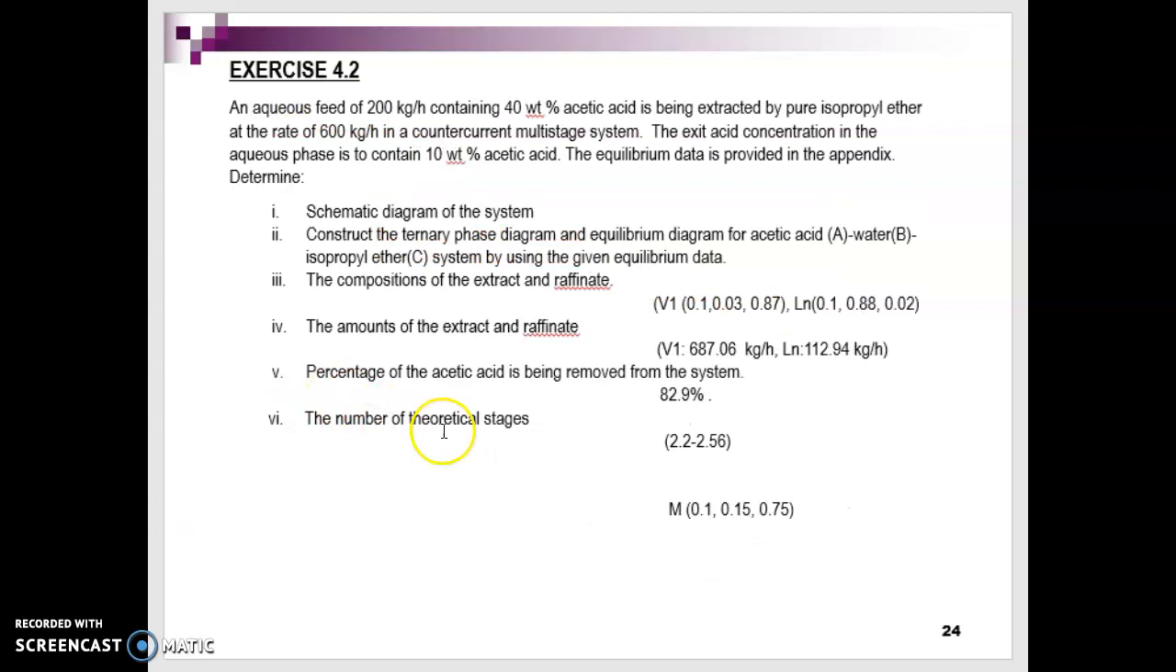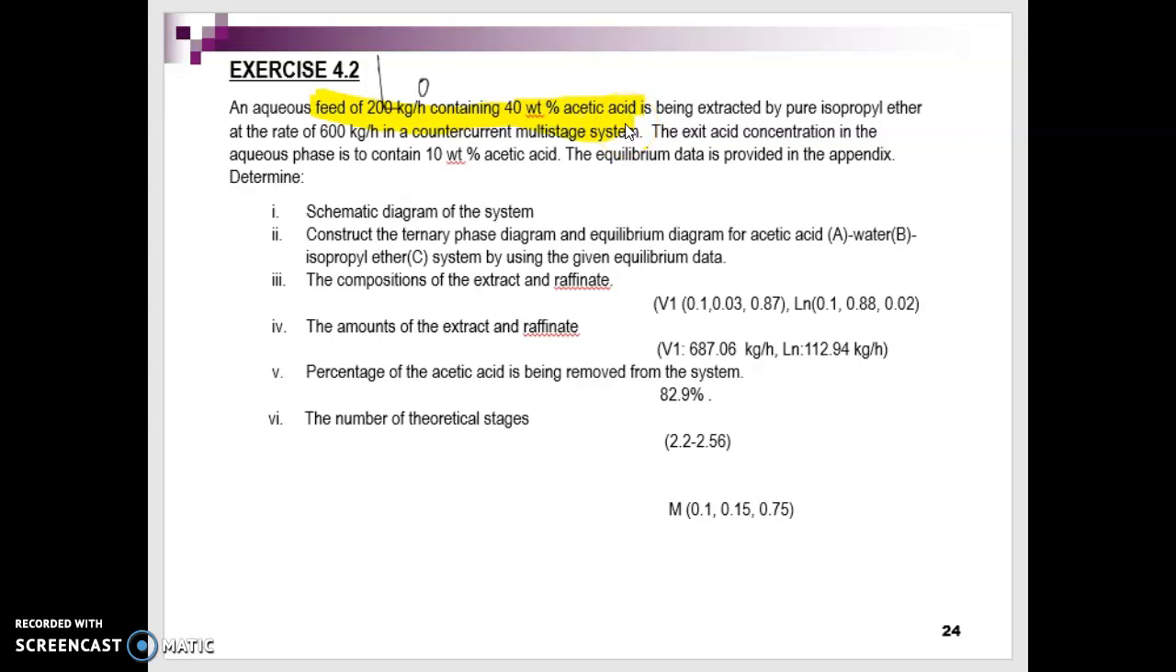Okay, for example, for this exercise, let us read the question. An aqueous feed of 200 kg per hour containing 40 weight percent of acetic acid. So in this question, you know your feed is 200, so this is your L naught, and XAN.